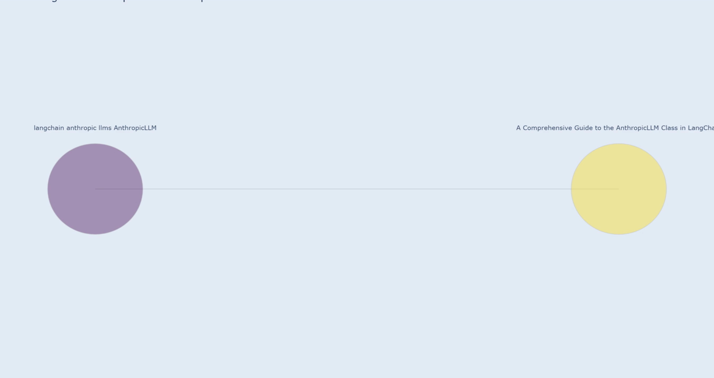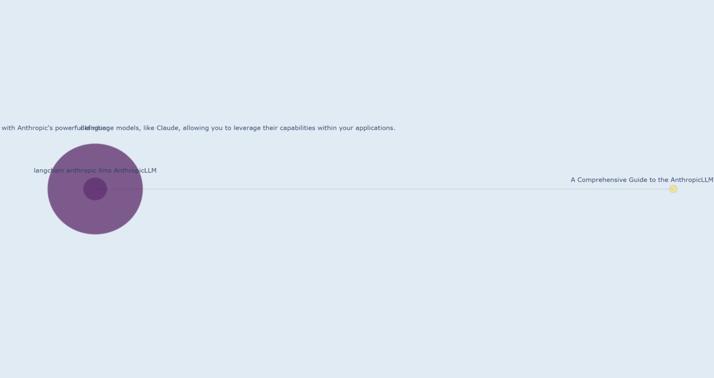LangChain Anthropic LLMs, Anthropic LLM. A comprehensive guide to the Anthropic LLM class in LangChain. LangChain's Anthropic LLM class provides a seamless integration with Anthropic's powerful language models, like Claude, allowing you to leverage their capabilities within your applications. For example, imagine building a chatbot that can summarize lengthy articles or generate creative content. The Anthropic LLM class provides the necessary bridge to integrate this functionality.